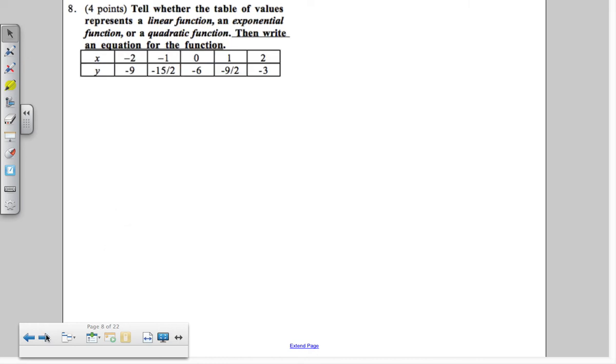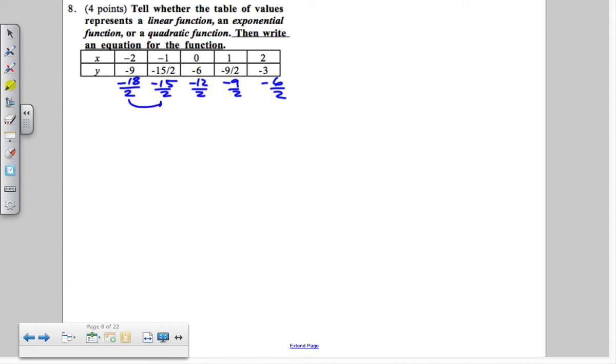Number 8. So I'm looking at this one. Now, one thing that may be helpful here is if you want, you can change these so they're all decimals, or you could change them so they're all fractions. I'm going to change this to negative 18/9. And then this would be, or excuse me, negative 18 halves. This would be negative 12 halves. This would be negative 6 halves.